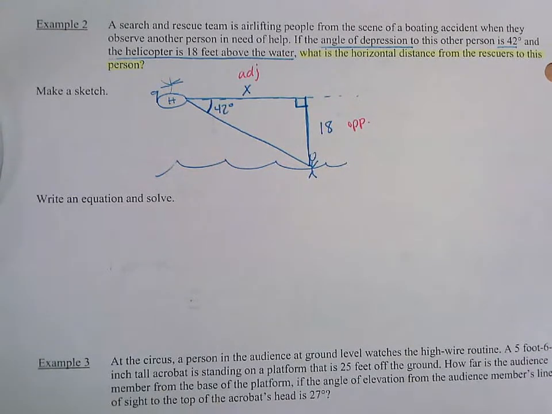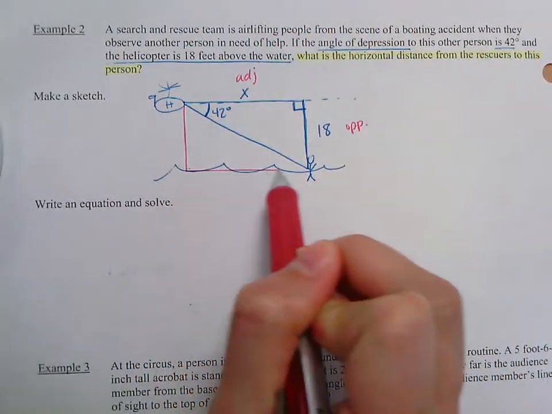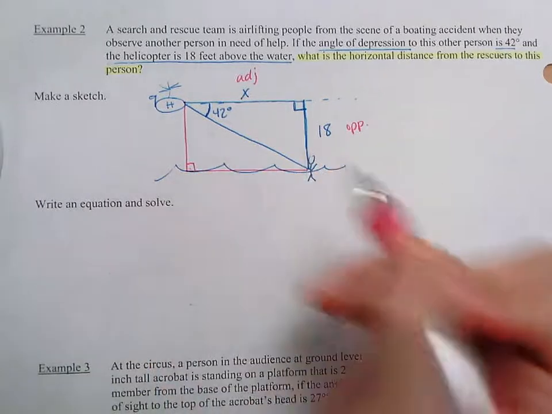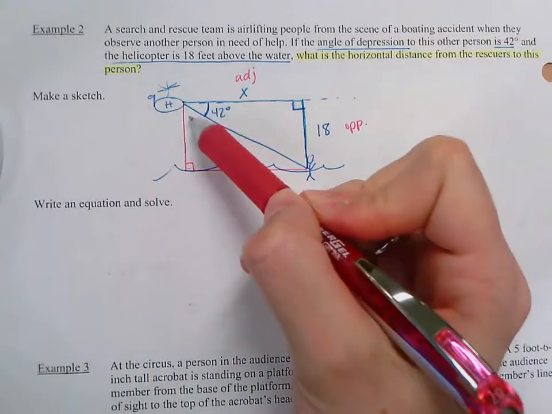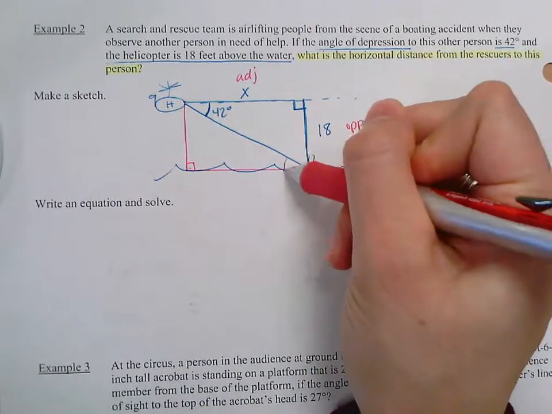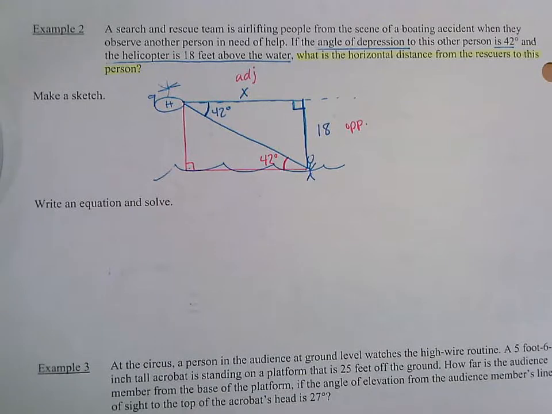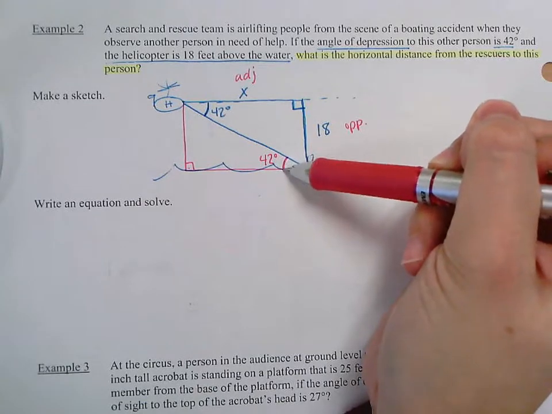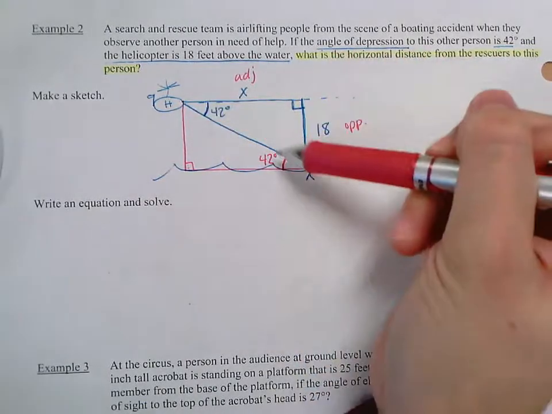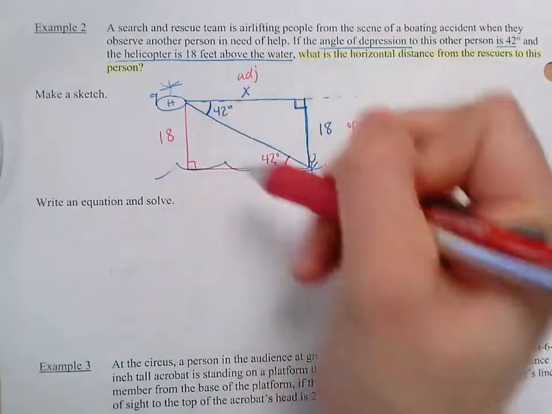You could draw it the other way, like you drew it like this. Then you have to make sure, though, that you do not put the 42 here. The 42 would be here, because remember, angle of depression and elevation are congruent. So this would be the angle of elevation from the person to the helicopter. So this is the 42, not this. The 18 would be here and the X would be here.